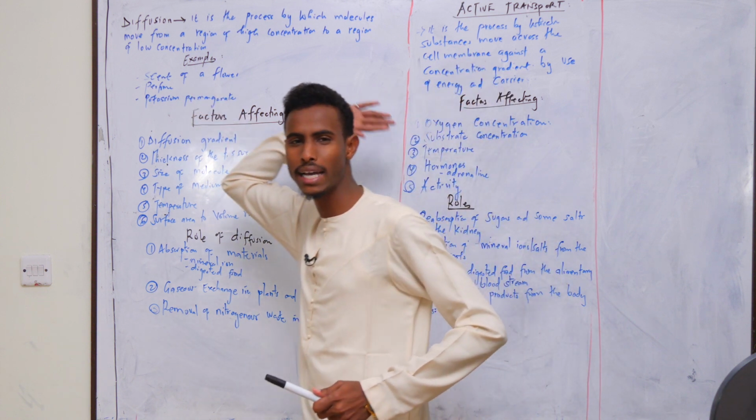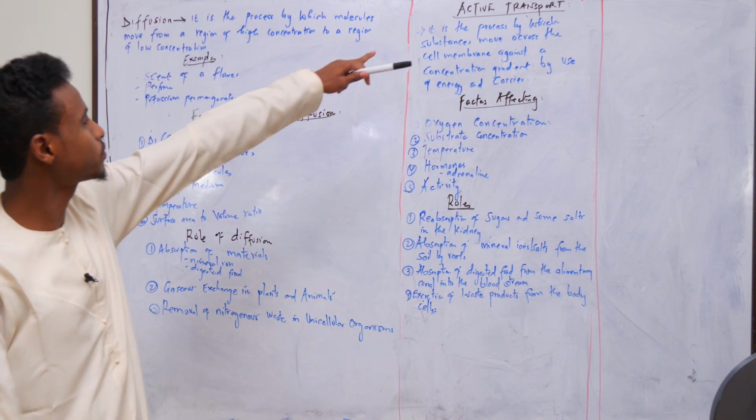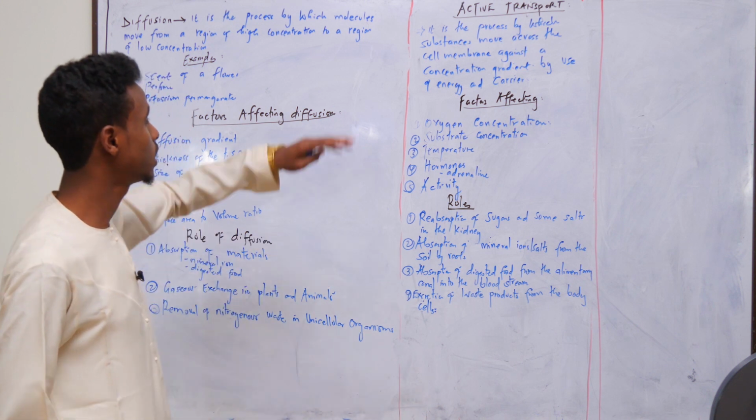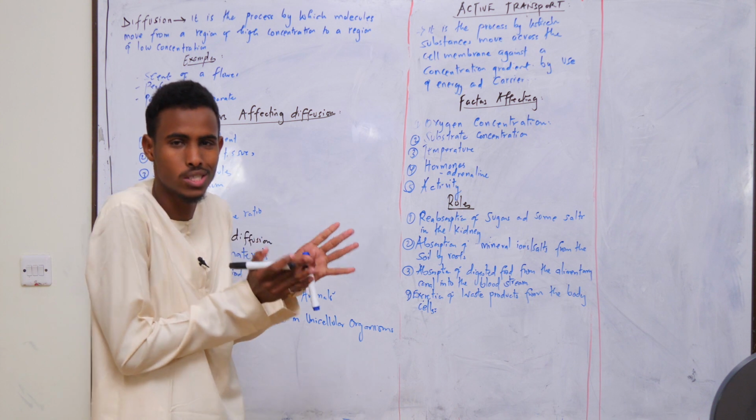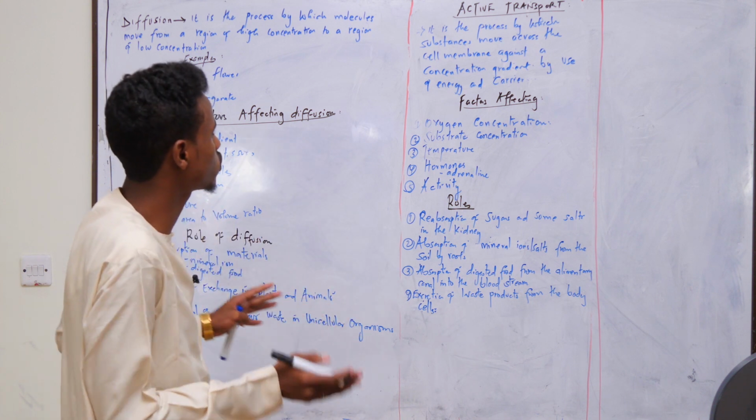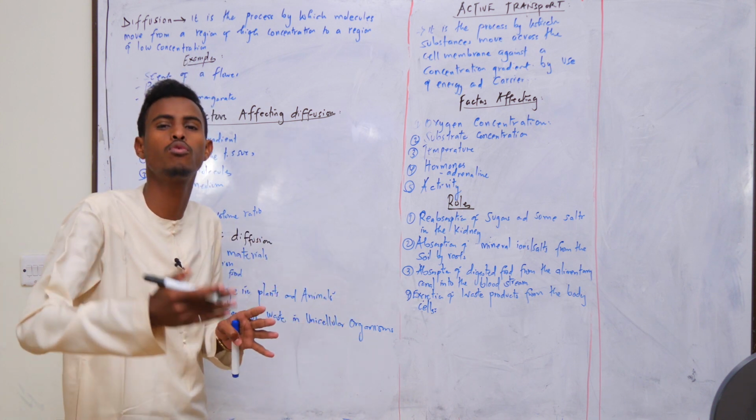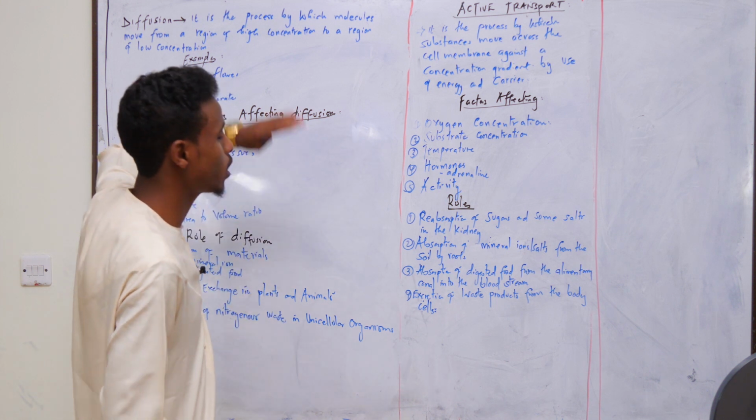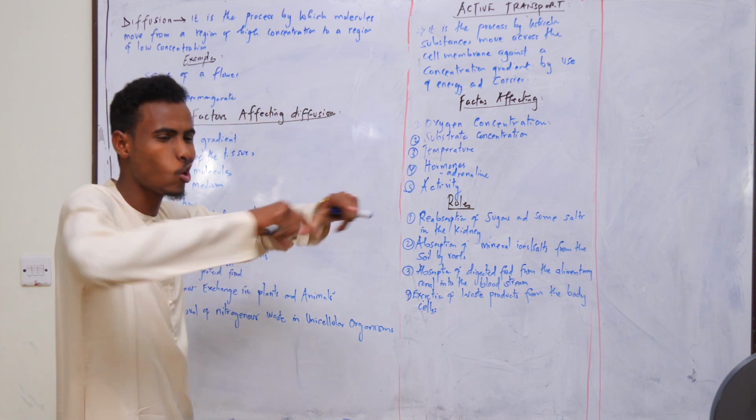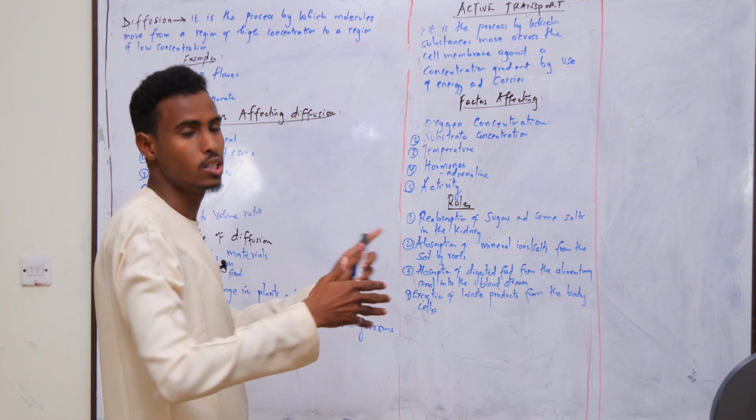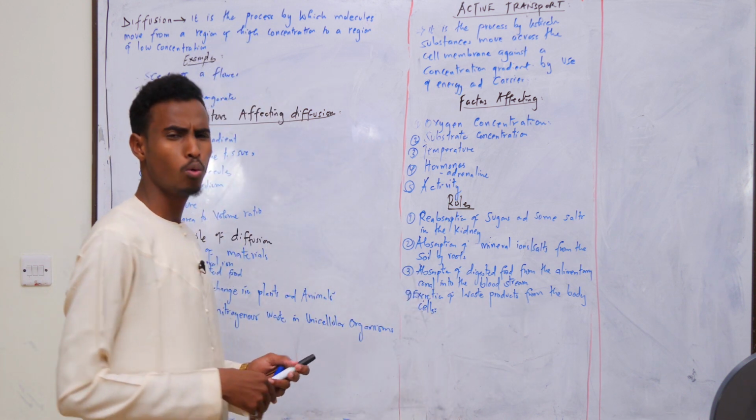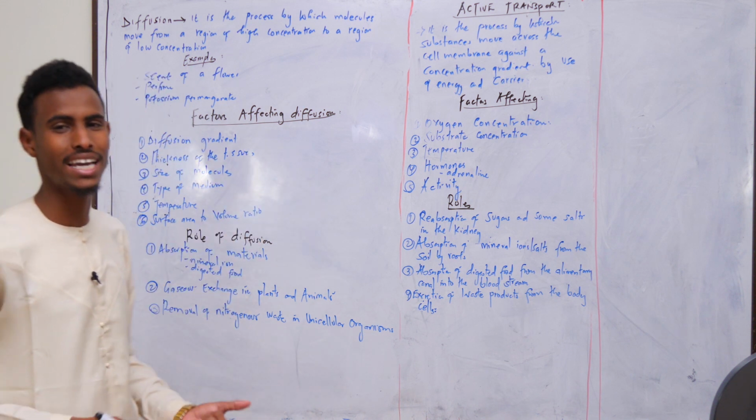Now, let's go to active transport. Class, active transport is the process by which substances move across the cell membrane against a concentration gradient. Against a concentration gradient basically means they move from where they are lowly concentrated to where they are highly concentrated. And along a concentration gradient basically means they move from where they are highly concentrated to where they are lowly concentrated. What do they use? By use of energy and carriers.